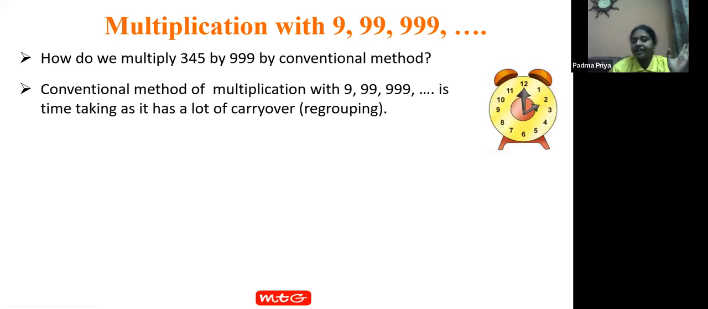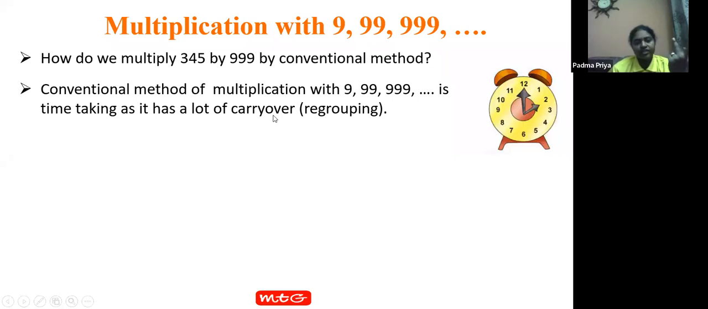Why is it taking a lot of time? First of all, you need to multiply each of the digits with 9, so you need to know the multiplication table of 9. Second point, when you write them one below the other and then start adding, you have a lot of carryover, isn't it?